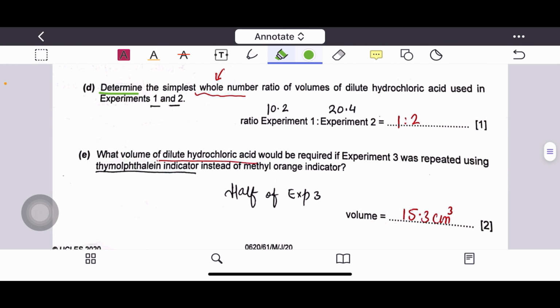Question D. Determine the simplest whole number ratio of volumes of dilute HCl used in experiment 1 and 2. In experiment 1, it used 10.2 cubic centimeters of hydrochloric acid. In experiment 2, it used 20.4 cubic centimeters of hydrochloric acid. So the ratio is 1:2.